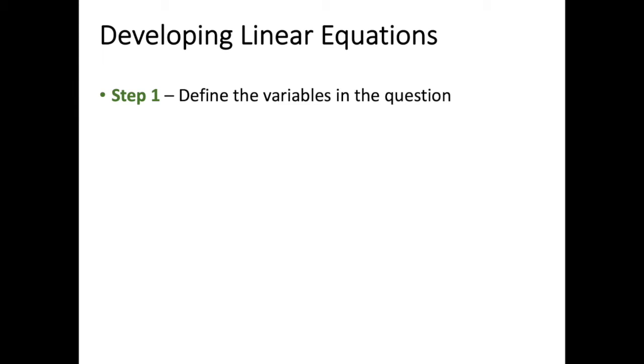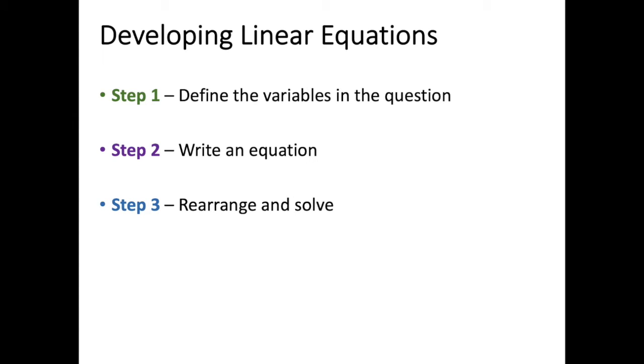The steps in developing a linear equation from a word question. Step 1 is going to be define the variables in the question. After you've defined the variables, step 2 is going to be use the variables and the other information in the question to write an equation. After you've got your equation, the third step is to rearrange and solve, and make sure you go back and answer the question.